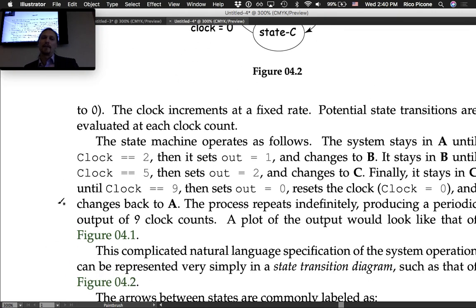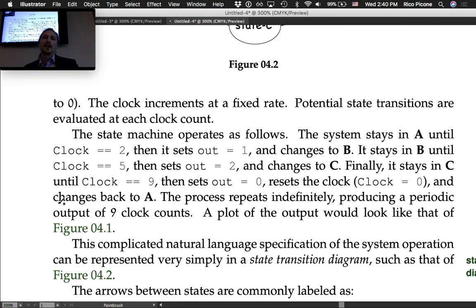And yeah, so the clock increments at a fixed rate. Potential state transitions are evaluated at each clock count. So that's kind of important for timing. So timing is a really big part of this embedded computing endeavor, right? Is trying to control time. So yeah, like we set this state to something, but we want that to be not just something that happens at some point. Like we want it to happen precisely at a predictable time.